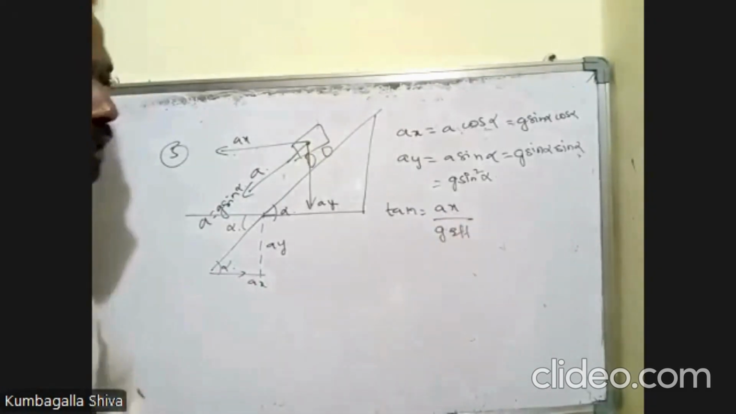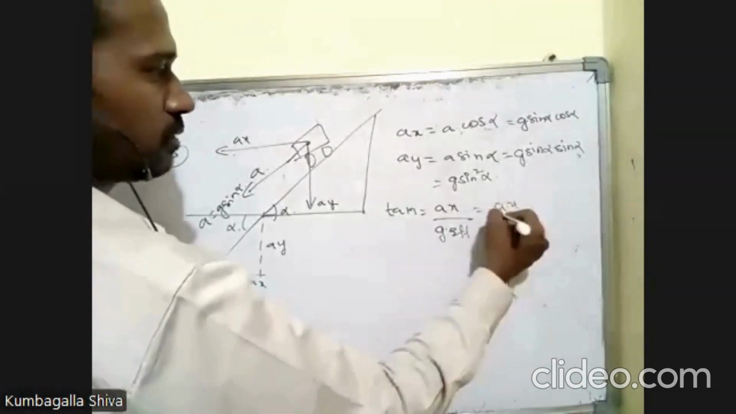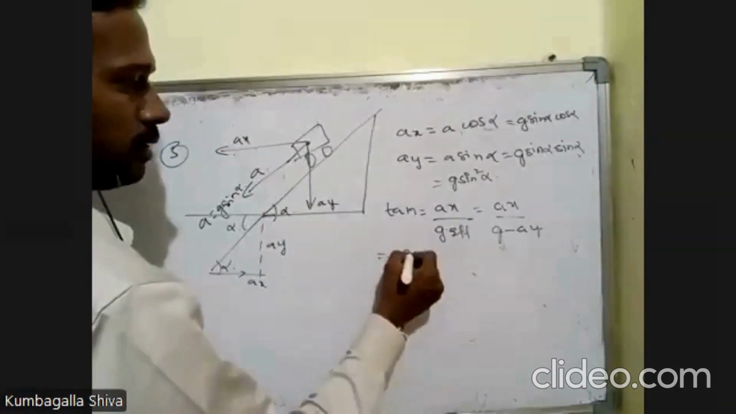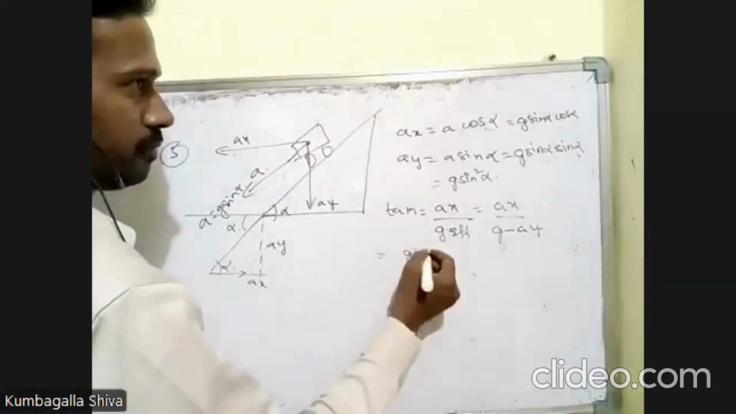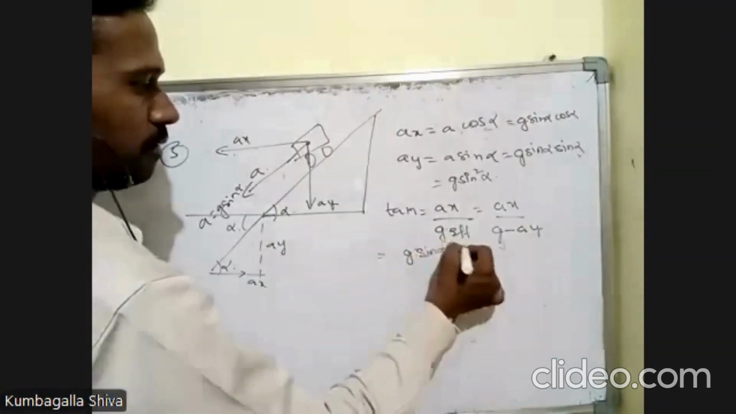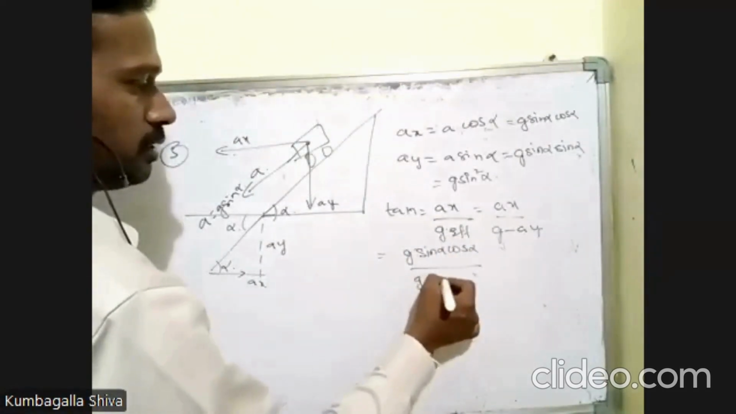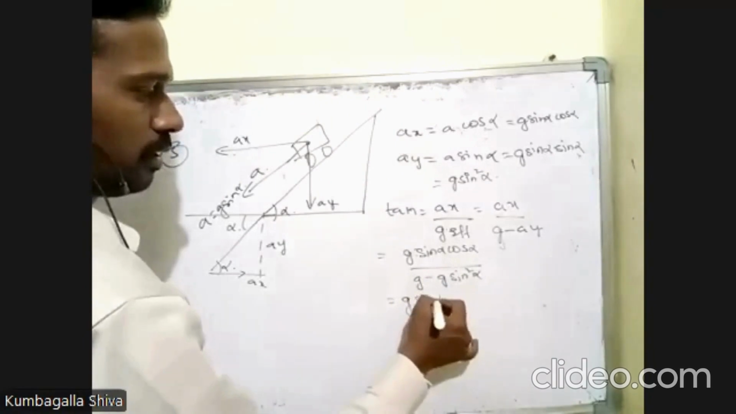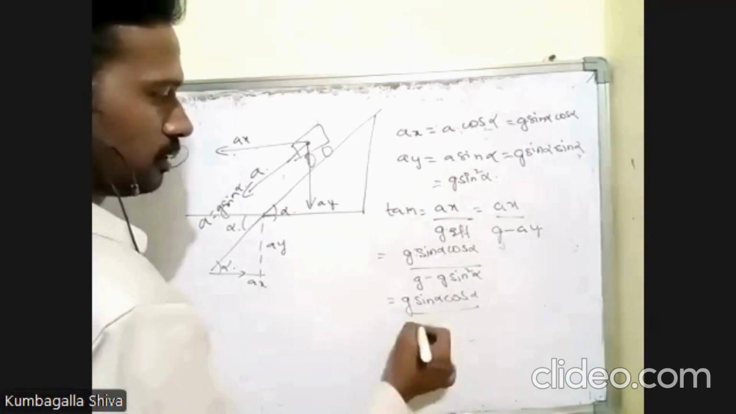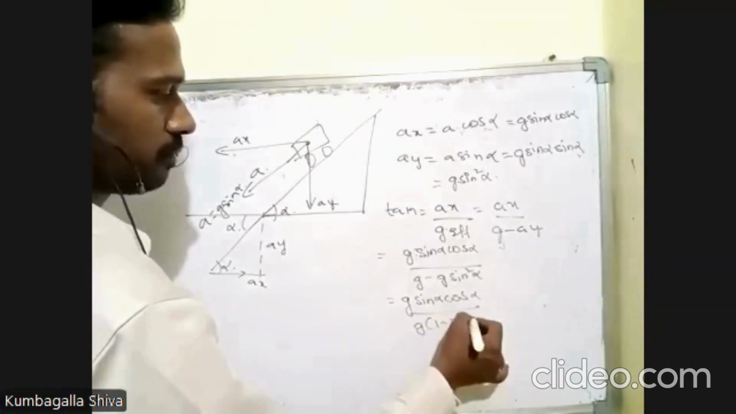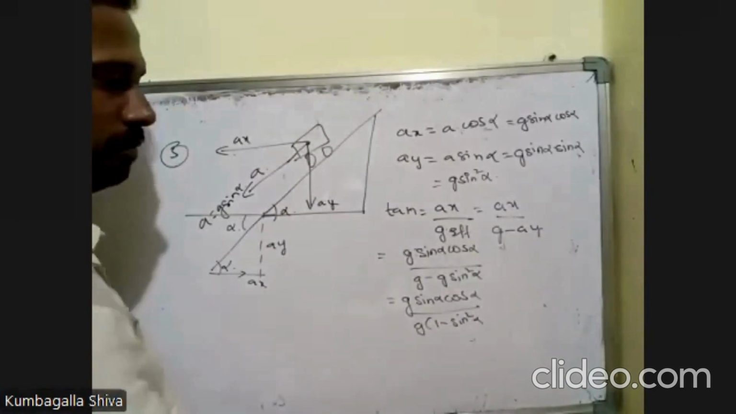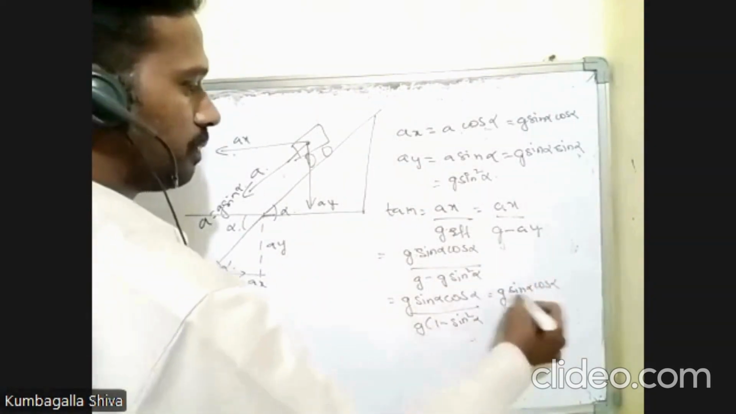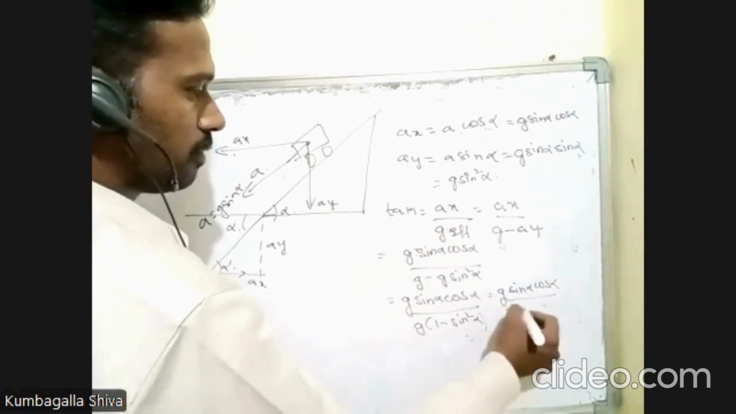G effective is what? Accelerating, ax minus g minus ay. So here ax is what? g sin alpha into cos alpha, divided by g minus g sin square alpha. So g sin alpha into cos alpha by g of 1 minus sin square alpha. So 1 minus sin square alpha is what? Cos square alpha. So I reckon g sin alpha into cos alpha by g into cos square alpha.